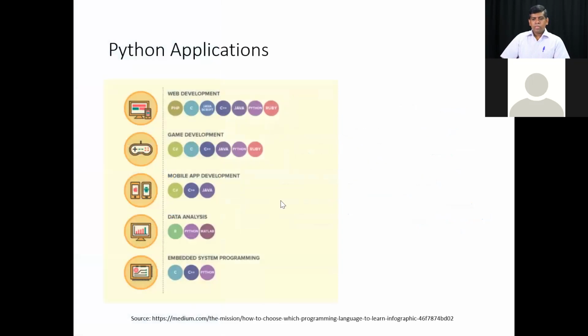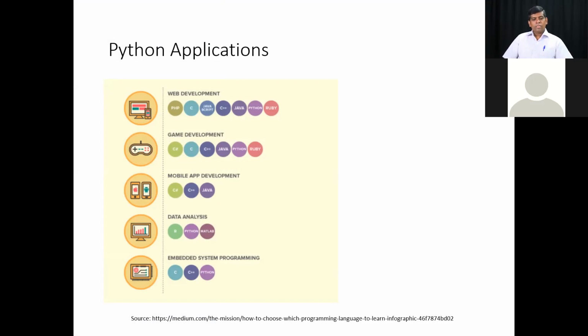This is one of the things I stressed earlier as well. You will see the source for more details. You can go there to see which programming language you should choose. This graphic shows different areas of development, like web, game, mobile, data analytics, and even embedded systems. You will see that in the majority of these places Python is there, which means when you learn Python, you can play a role in different development environments.